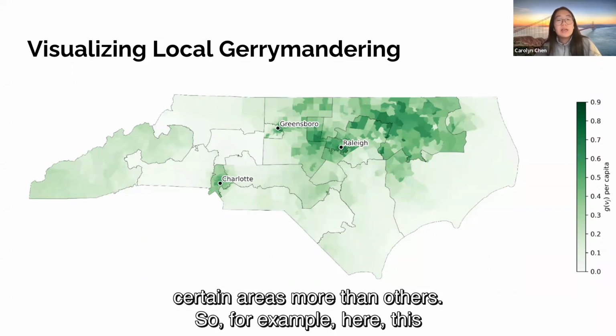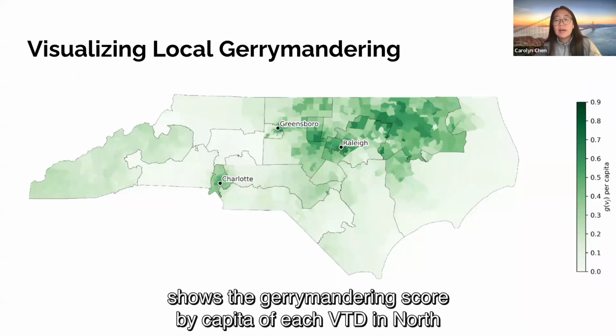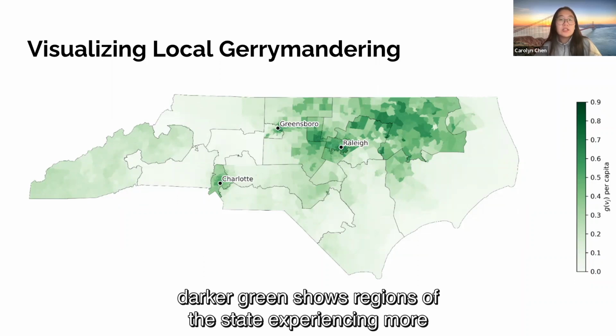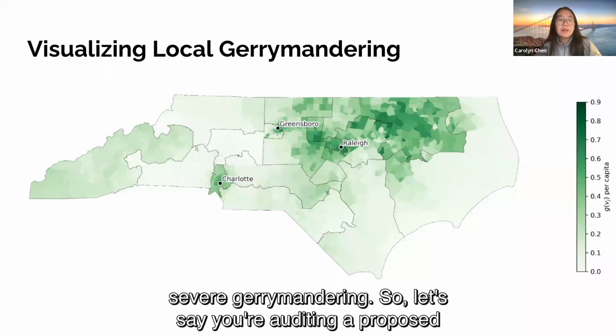So for example, here, this shows the gerrymandering score per capita of each VTD in North Carolina based on its 2016 congressional districting. The darker green shows regions of the state experiencing more severe gerrymandering.